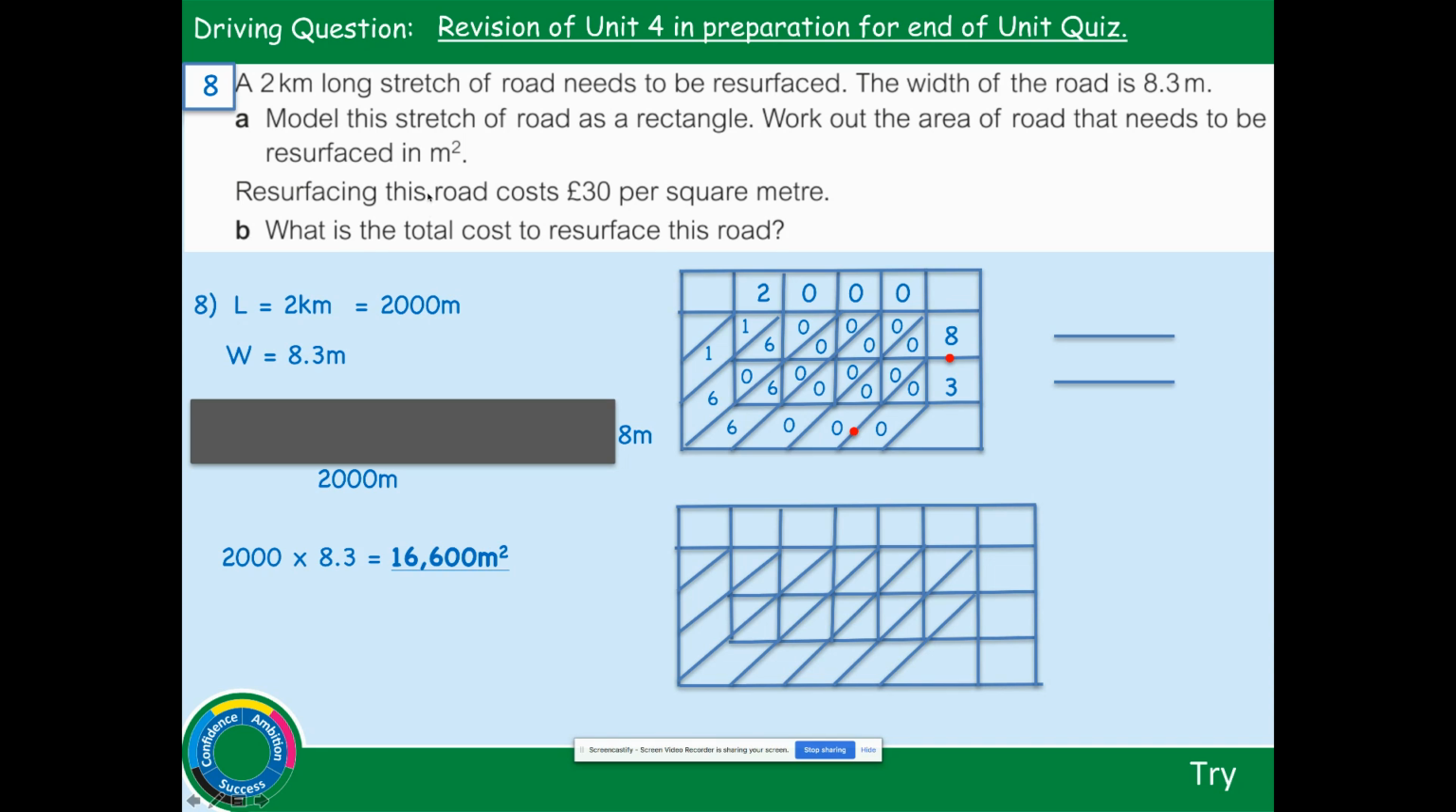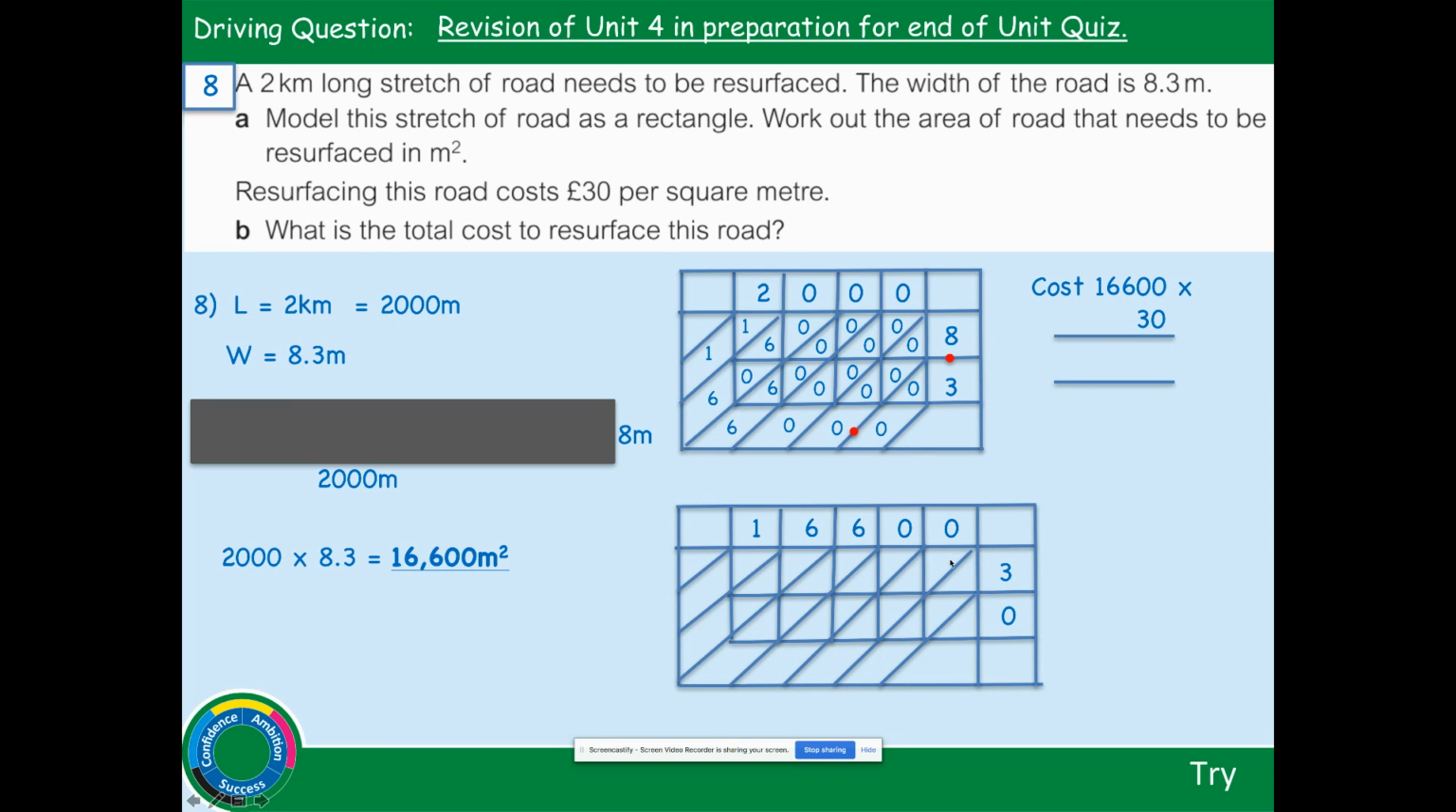So part A we've done. Part B, resurfacing costs £30 per square metre. So I've got to multiply this by 30. If you've got a calculator, that's fine. You could multiply that by 3 and then make your answer 10 times bigger. But I've actually done the grid for the whole number here. Okay, so I've got 16,600 times 30.